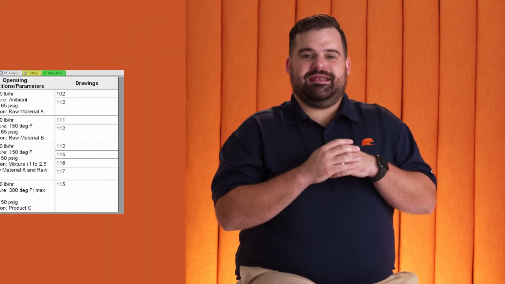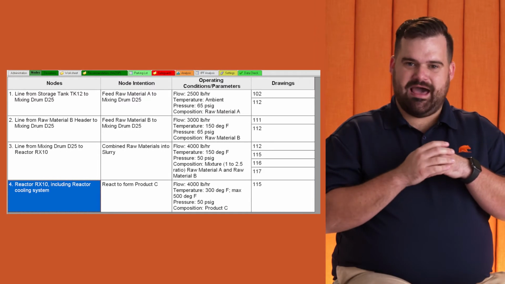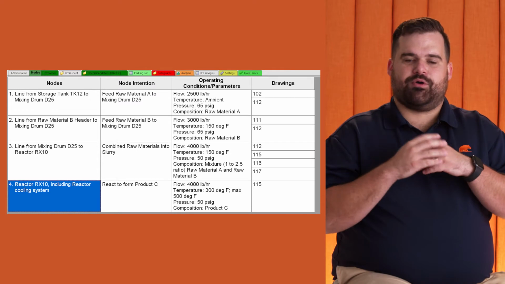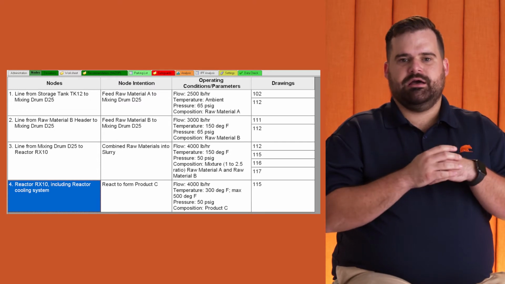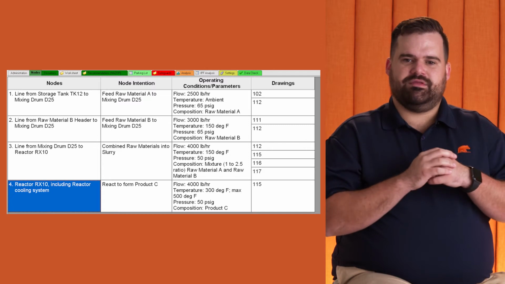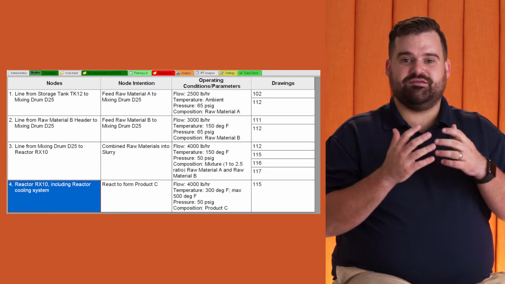So here we are, episode 13, talking about the long form content for intentions and how that plays into deviations and how that's going to play into the HAZOP. As you're seeing on the screen right now, you have some nodes listed out, and then we have the intentions of those nodes, and then we have the operating parameters. This can also be called the node intentions as well. We've broken this out a little bit differently than what you can see, but that's basically what it is.